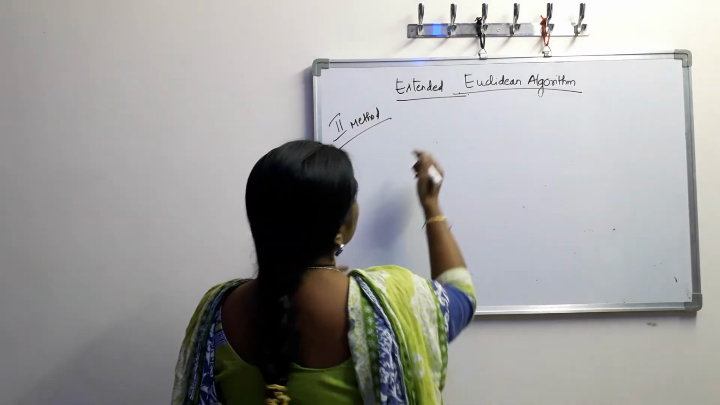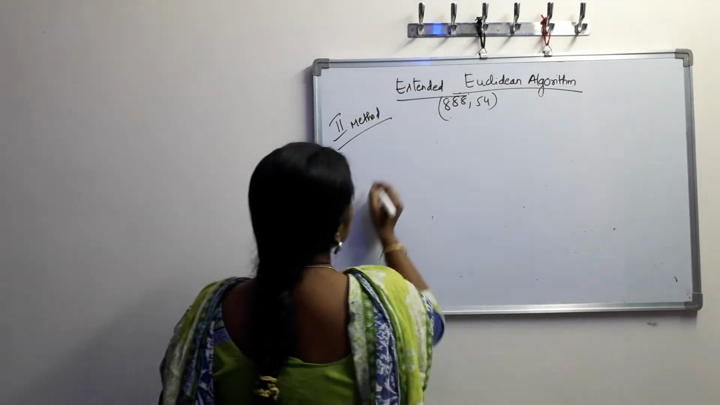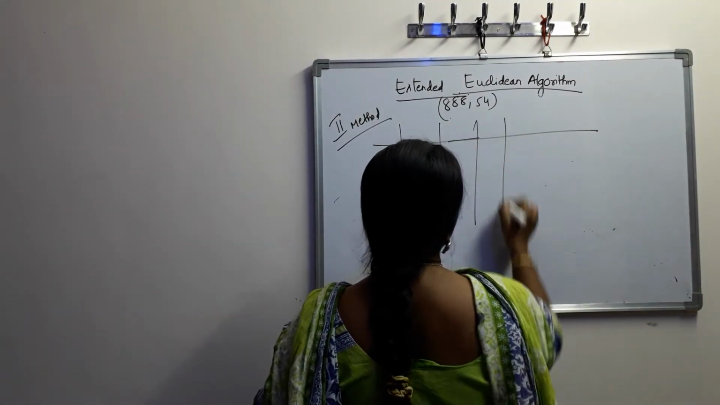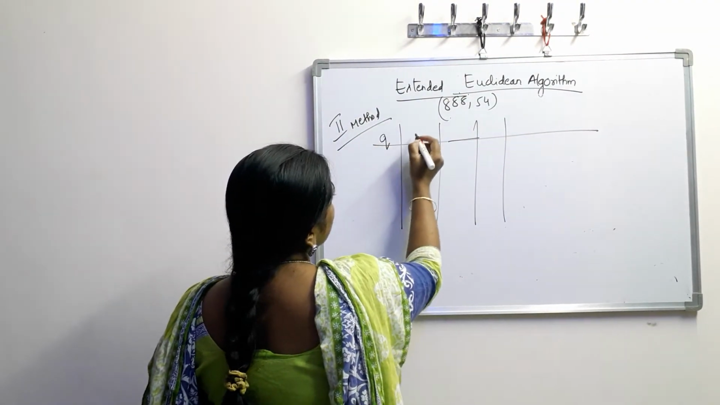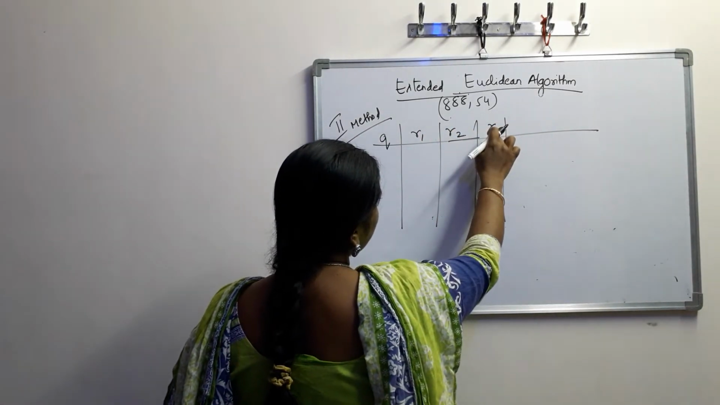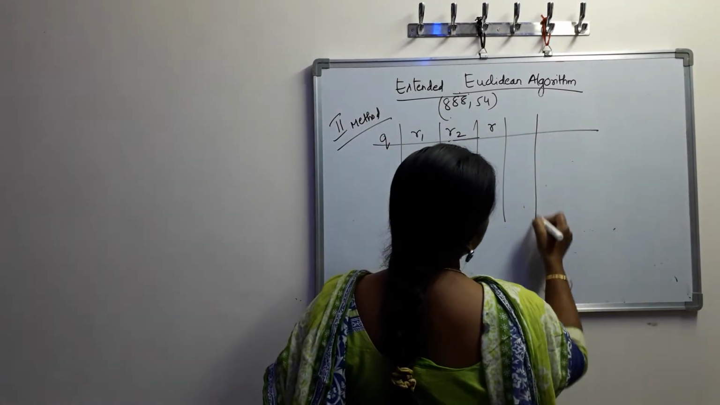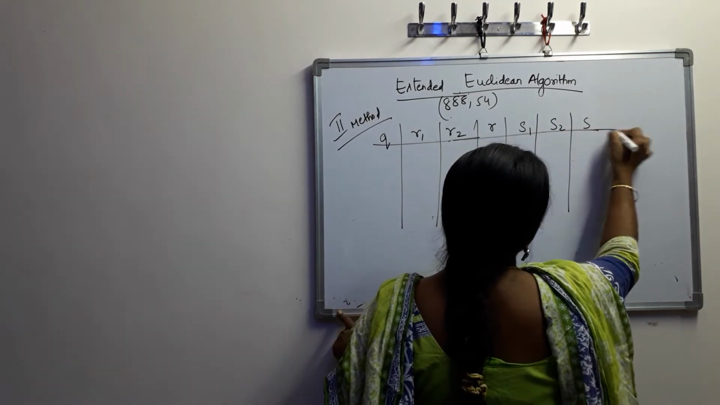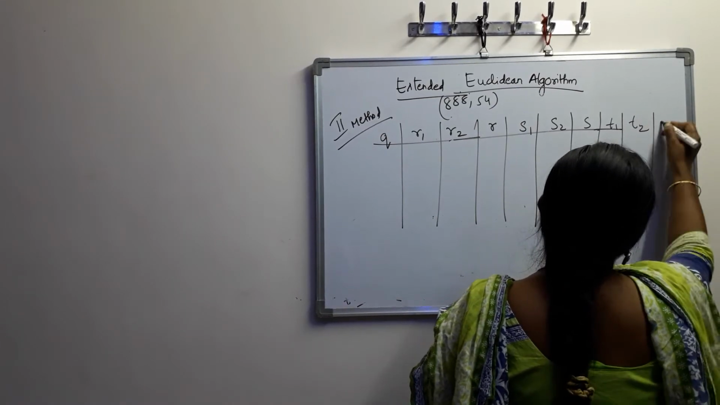So in the second method, as the values are 888 and 54, you need to take the tabular format. First, four values will be related to the quotient. Then you have to take the R1 values, R2 values and R values. This is a remainder. This value is A, this value is B. Then you need to substitute the values as S1, S2 and S, and we need to take the T1, T2 and T.